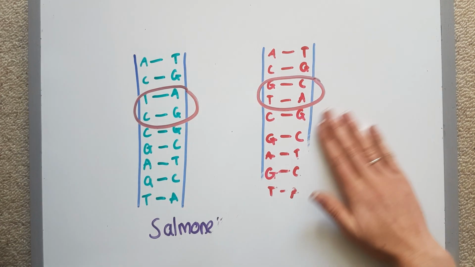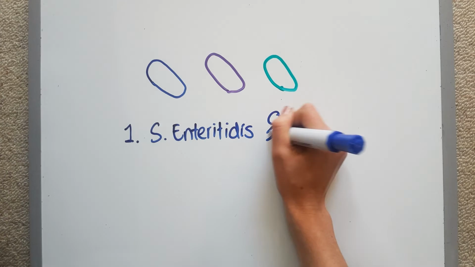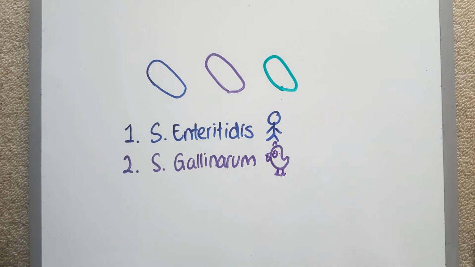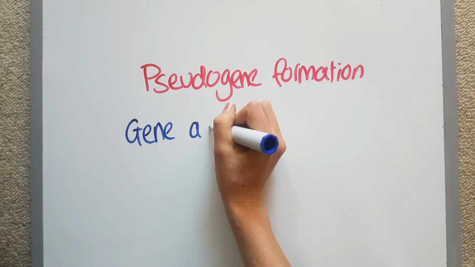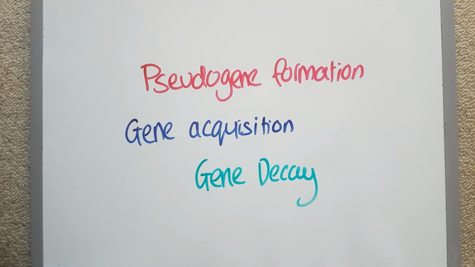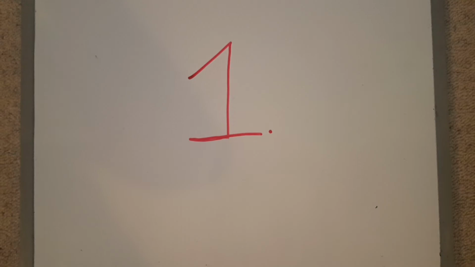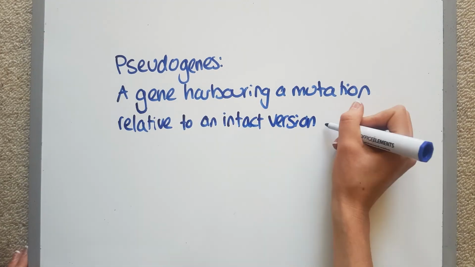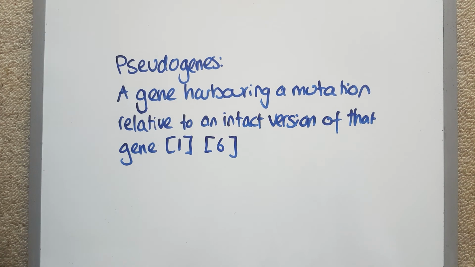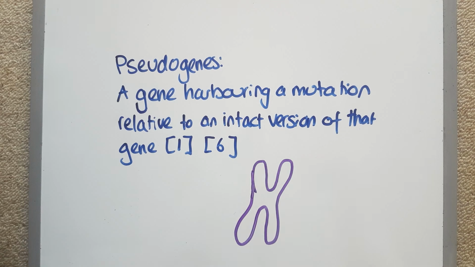Within this report, different pathogens that were closely related were studied, one found in multiple hosts including humans, one found in bird species, and one found in cattle species. It was largely found that host adaptation occurred as a result of multiple events including pseudogene formation, gene acquisition, as well as gene decay. Pseudogenes are defined as a gene harboring a mutation relative to an intact version of that gene, or more simply, genes that have accumulated enough mutations to render them non-functional.